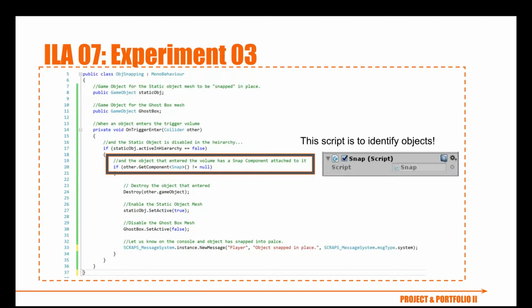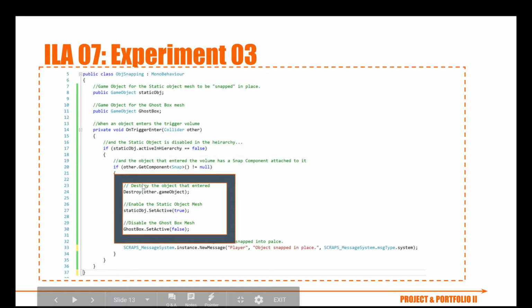So now basically we could have a stack of tires or a stack of snappable objects. If they all have that component, any one of them will work for this function, right? And then at the very bottom you'll see that's where the actual snapping happens, where we're going to destroy the object that entered the volume, which is our physics object. We're going to enable the static object by just setting active to true, and then we're going to disable our ghost box, which is setting active to false.